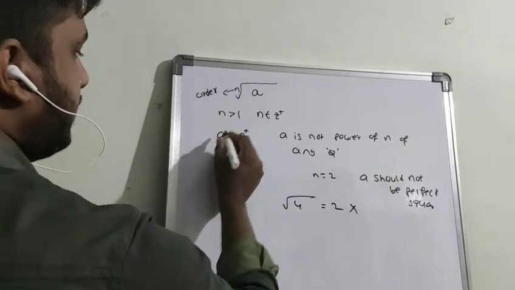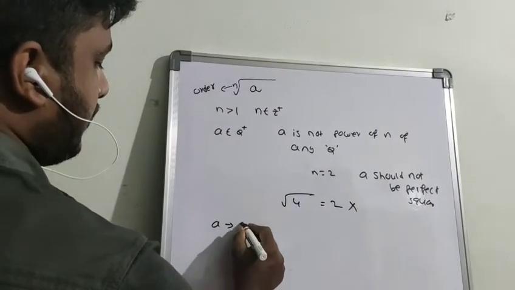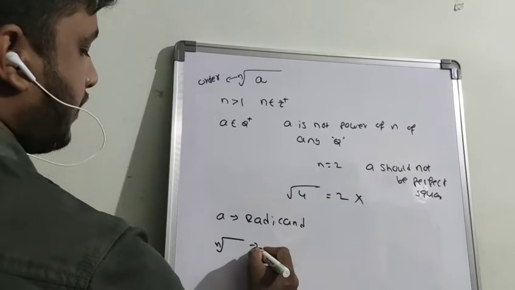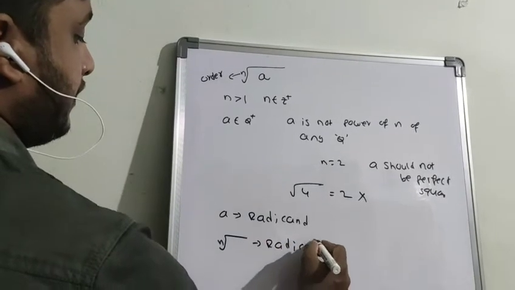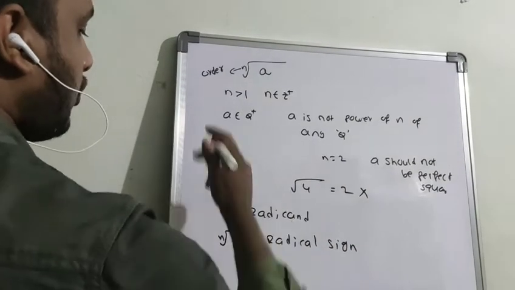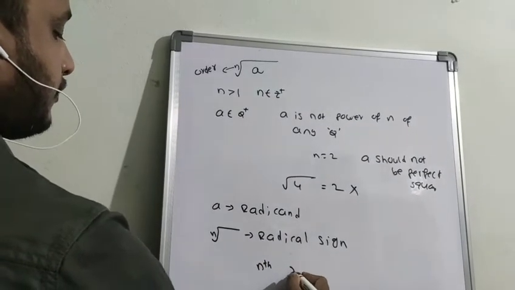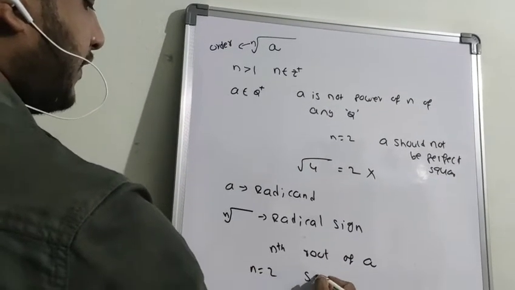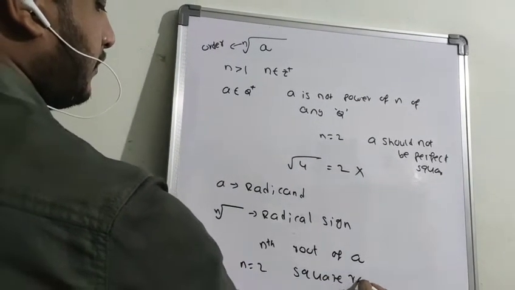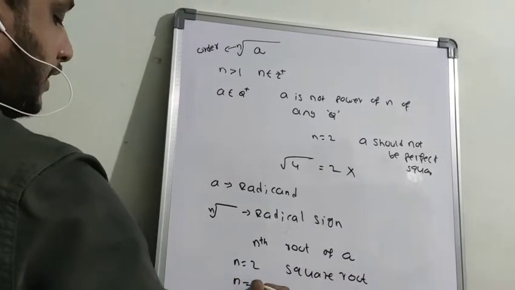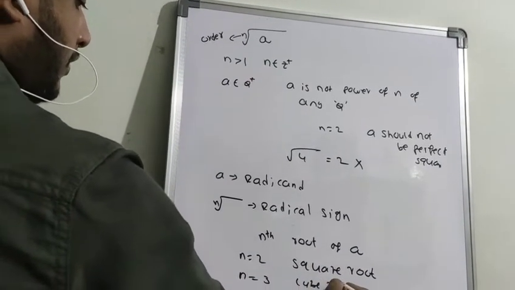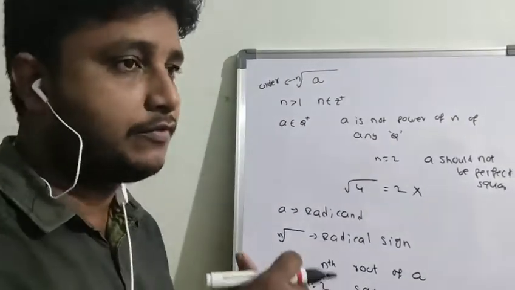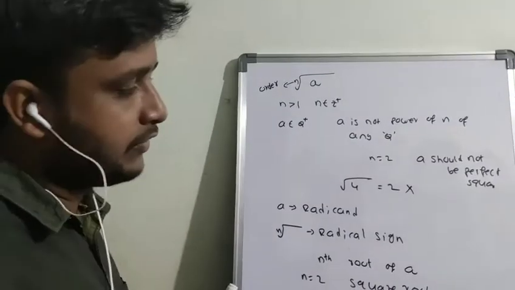Next, this a is called the radicand, and this symbol is called the radical sign. You have to call it the nth root of a. If n equals 2, we have a name: square root. If n equals 3, we call it the cube root. Other than 2 and 3, we call it by their names only: fourth root, fifth root, sixth root.